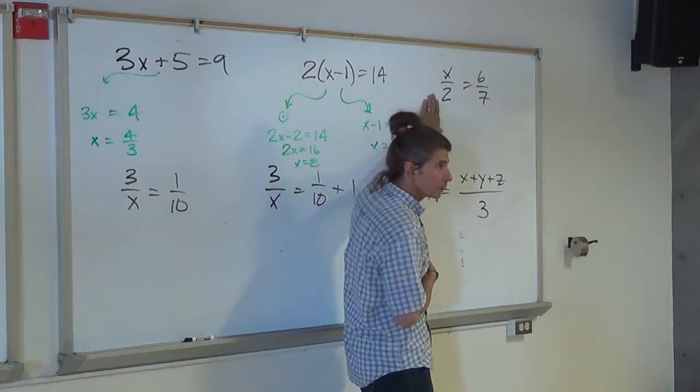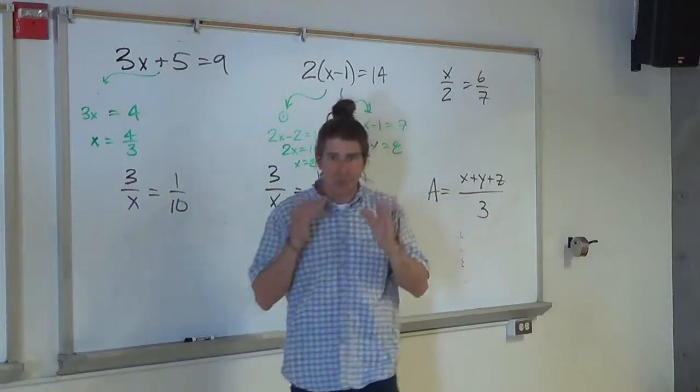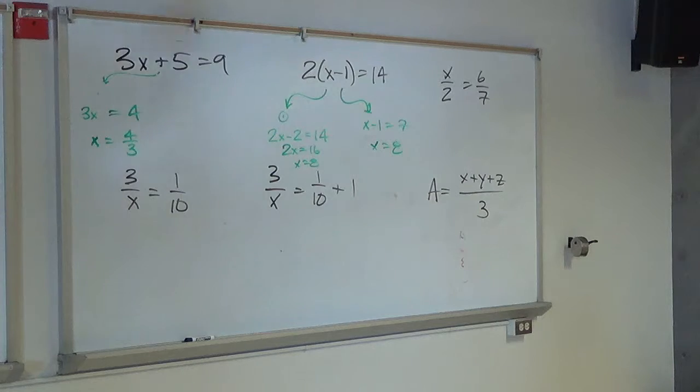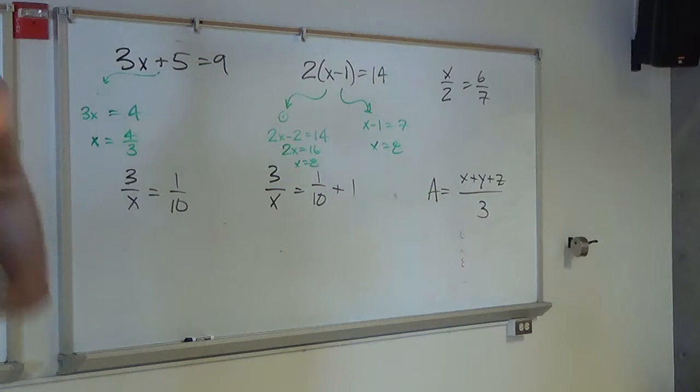X over 2. Think about what that is. What is happening to x right there? Please, Michelle. It's being divided by 2. I want to undo that. So I need to multiply both sides by 2. It's a very simple Lego move, isn't it?